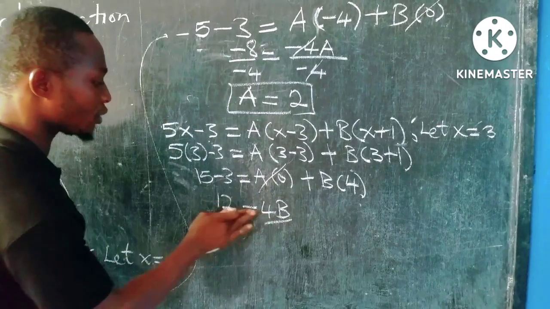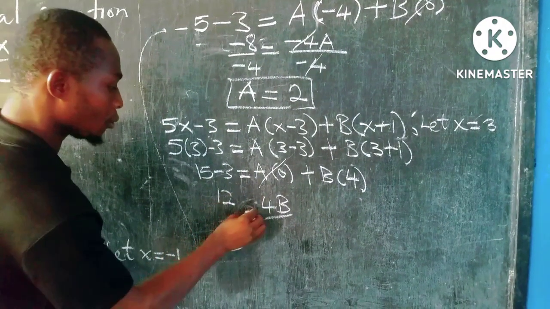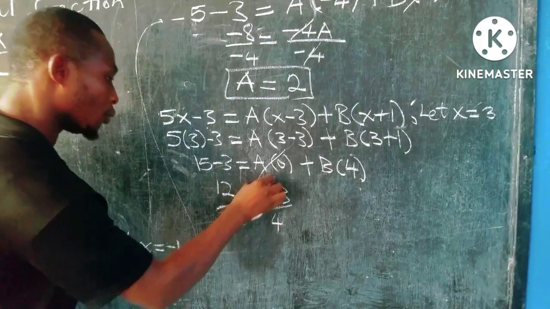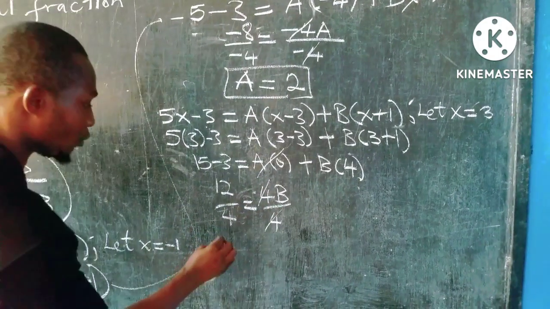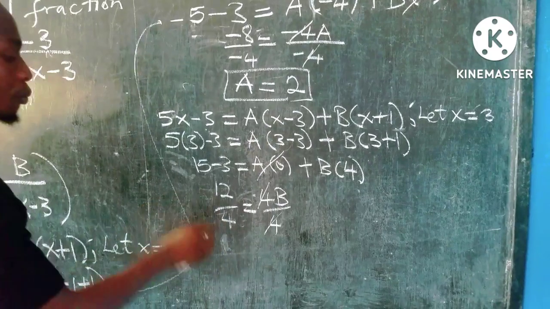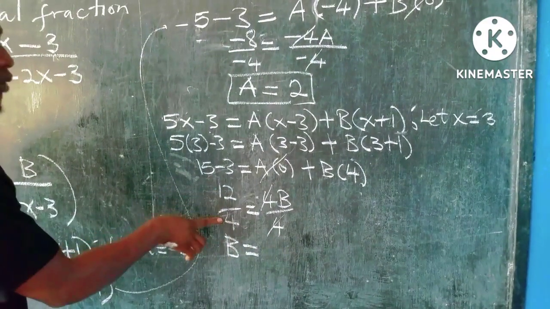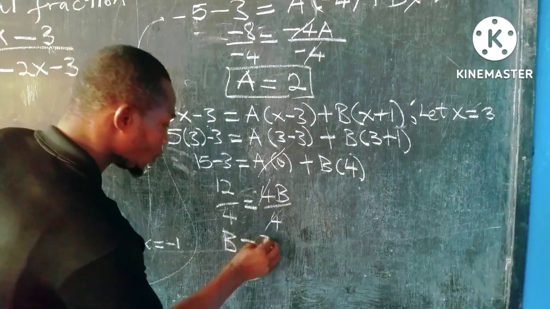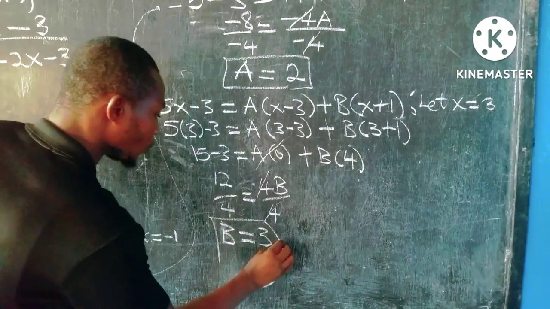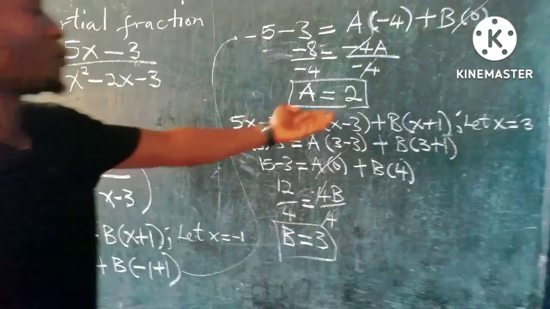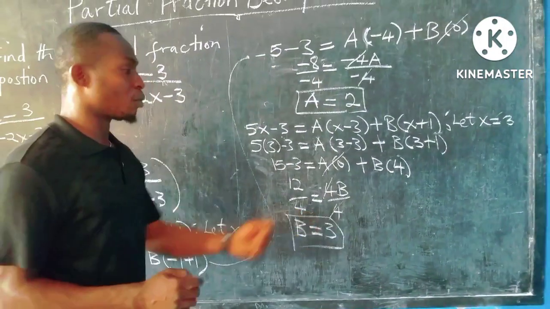We divide both sides by 4. So this will cancel out this, so we leave B, which will be equal to 12 divided by 4, which will give us 3. So we already have the values: A is positive 2, and B is positive 3.